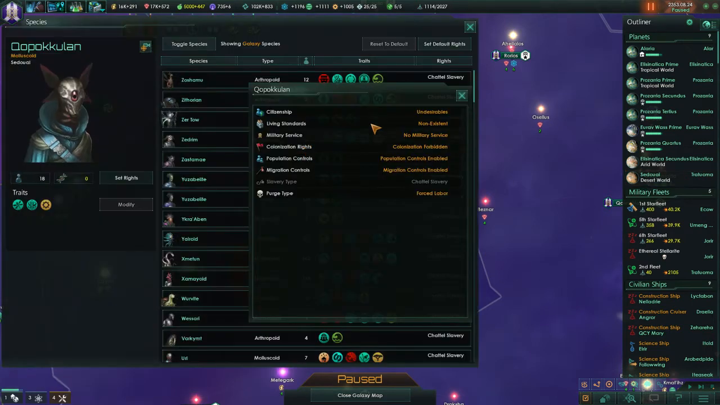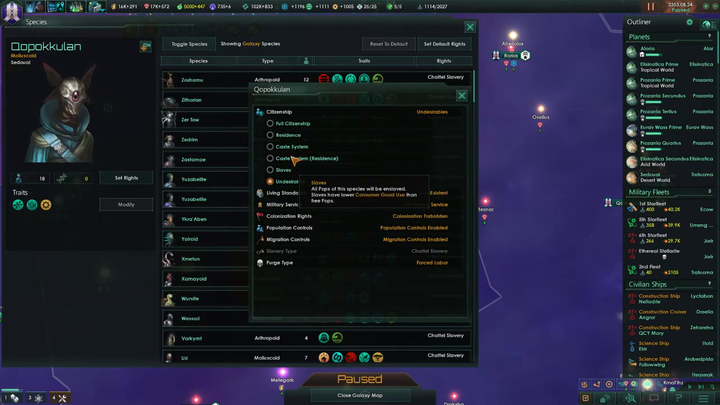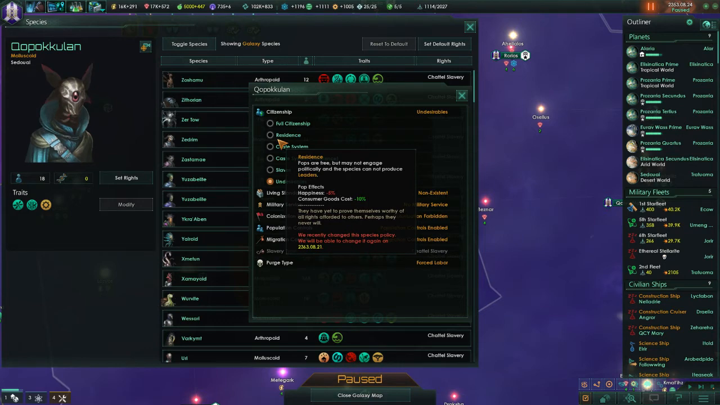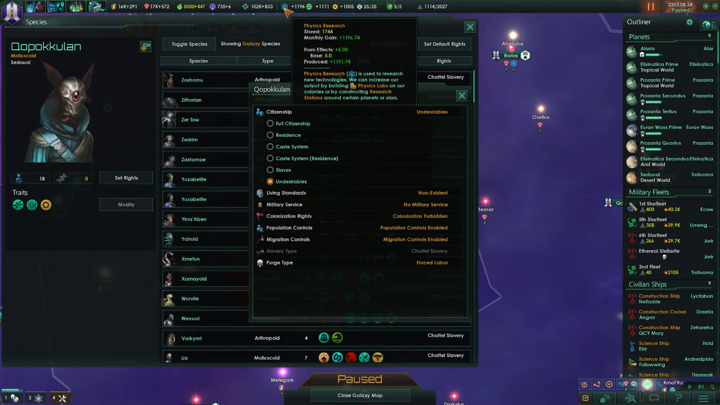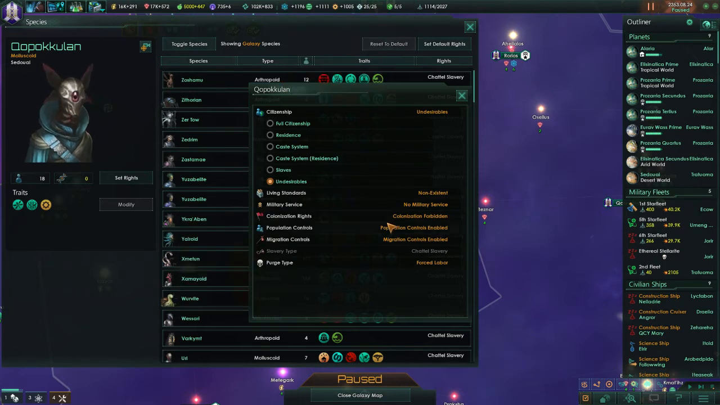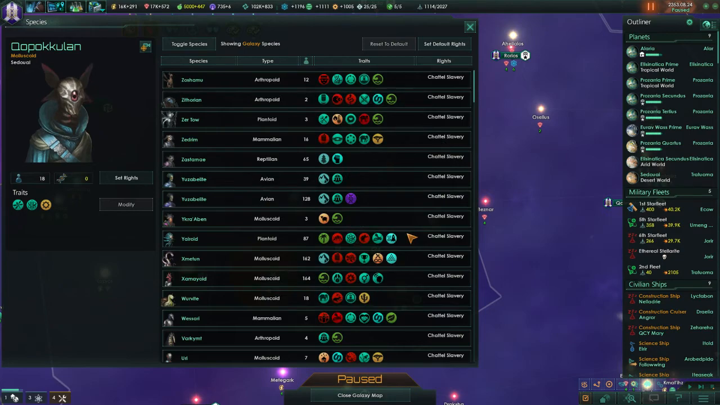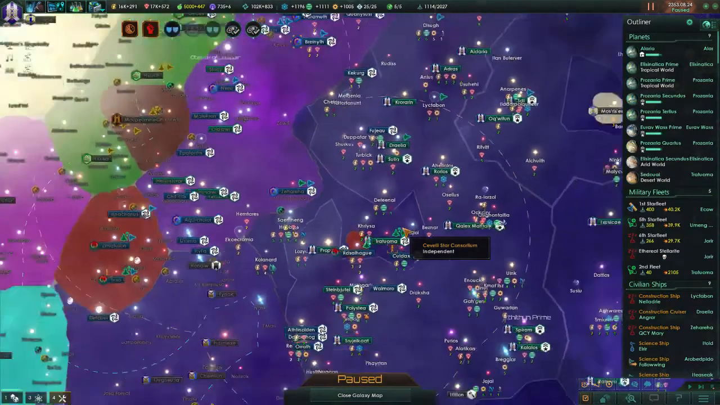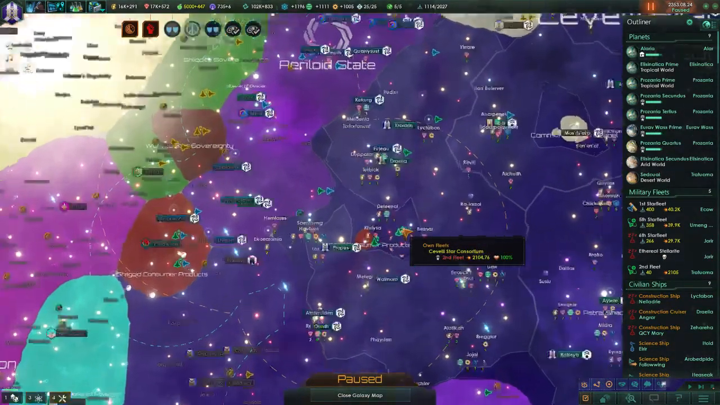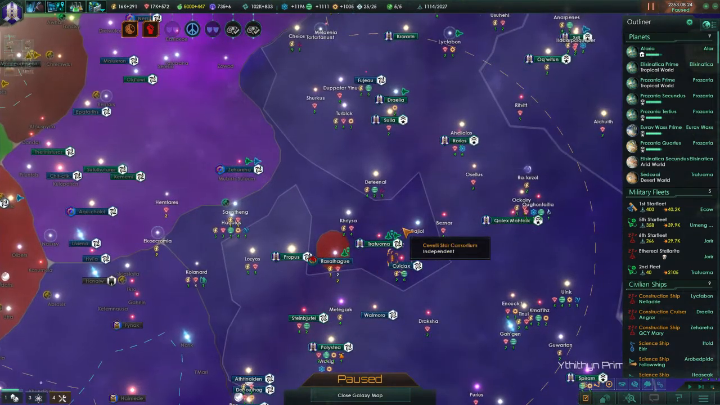Let's set their rights back. It would take me 10 years to set it back, and you can see there it says 1063. So I could give them residency, and they could just live peacefully on this planet. And I could say their population control is enabled, so they would just live on this planet in peace, or I would systematically purge them. So what's more realistic? It depends on how you want to play your empire as well.